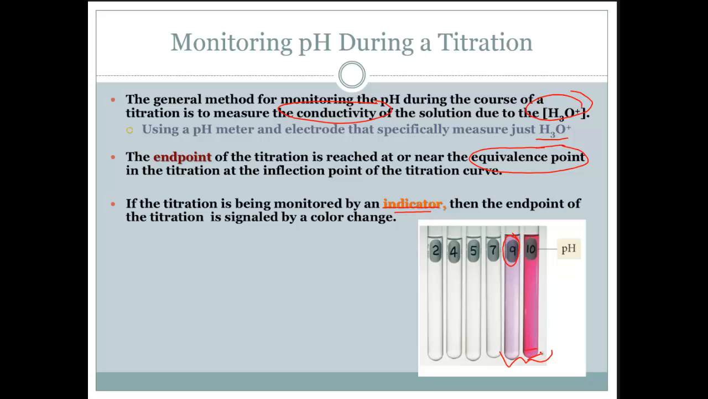The difference between the indicator and the conductivity is that the conductivity will read it the entire time, and you know how it changes throughout the process. Whereas with the indicator, you don't know the change has occurred or is going to occur until it actually happens.